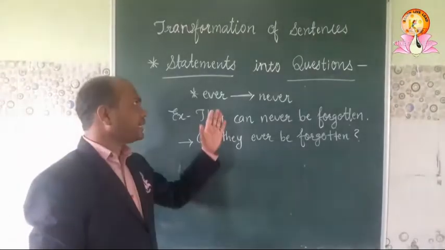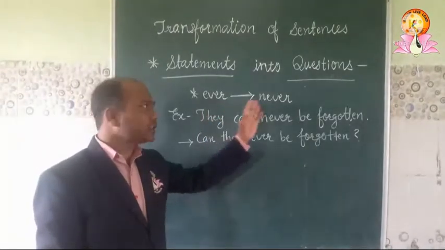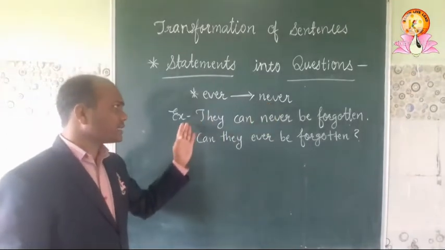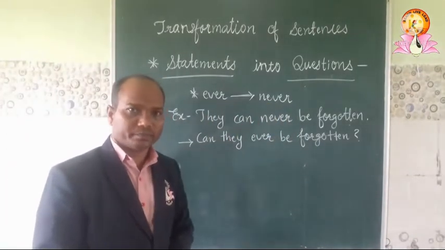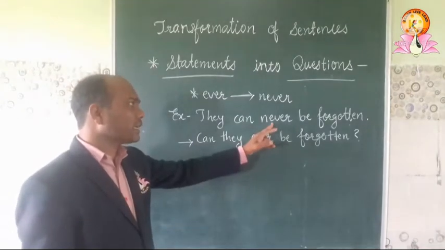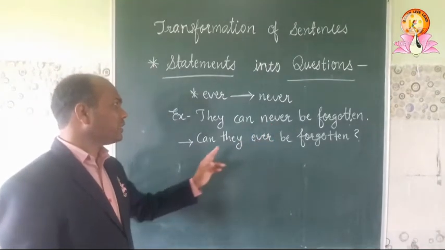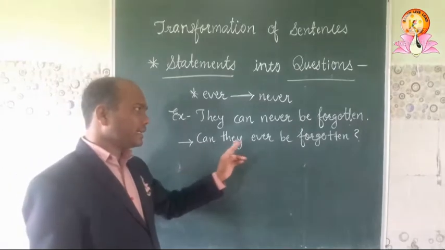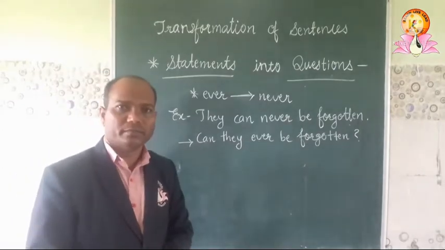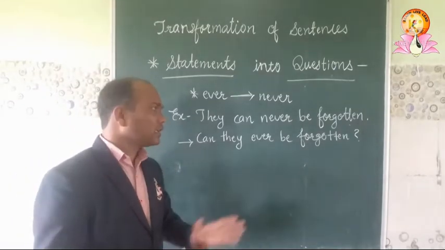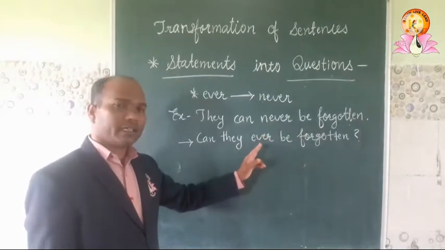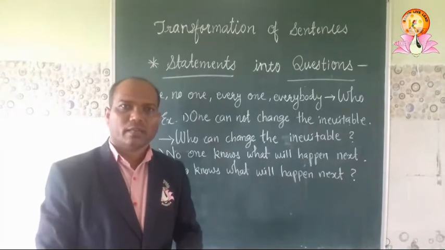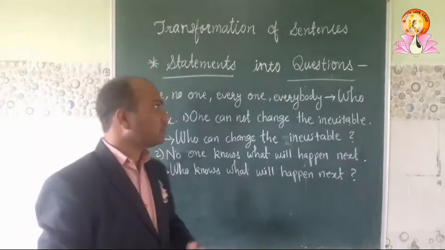Next rule, we can use ever instead of never. For example, they can never be forgotten. Here, instead of never, we can use ever. So here, can they ever be forgotten? Here, in this sentence, there is a change. Instead of never, ever is used. Now, let's see the next rule.